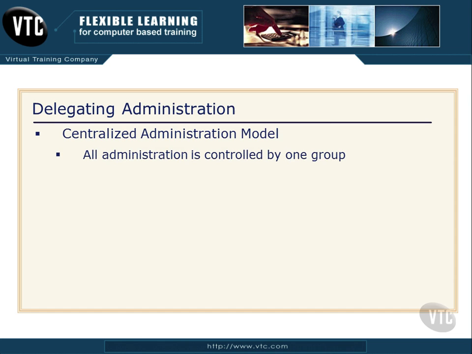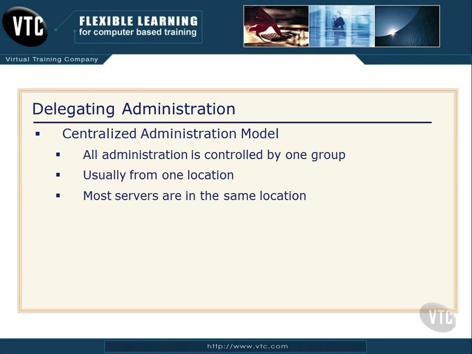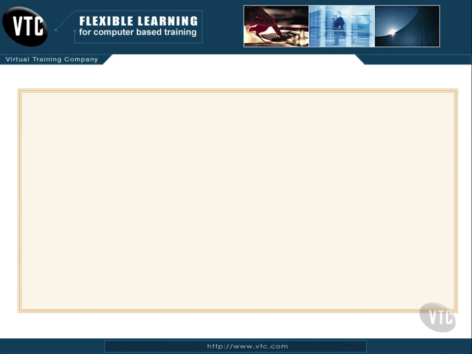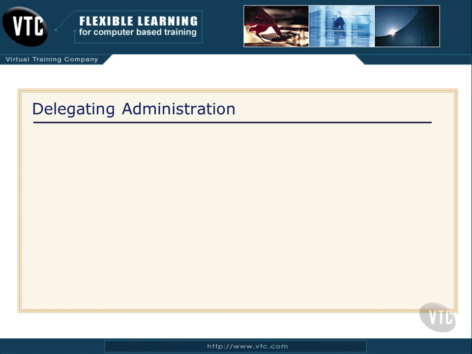Now, the centralized administration model, in this model, all the administration is controlled by one group. This group is usually all in the same location. All the servers are right there with them in that same location, and this is a very efficient model. Everybody's together. Everybody gets all the memos the same day. Everybody's on the same page. It's very easy to identify mistakes, all that sort of stuff. However, the centralized administration model usually doesn't match up with the real world. And I don't know if you've noticed it yet, but the real world will mess up a lot of things.